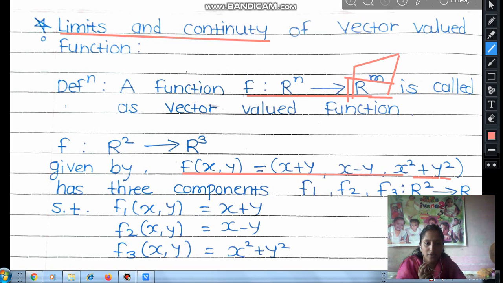So these f1, f2, f3 are functions defined from R2 to R. Since there are only two variables x and y, the functions f1, f2 and f3 are defined from R2 to R. f1 of xy is equal to x plus y, f2 of xy is x minus y, and f3 of xy is x square plus y square. These f1, f2 and f3 are called the component functions of the function f of xy. So now the idea of a vector valued function is clear. Remember that it is defined from Rn to Rn.